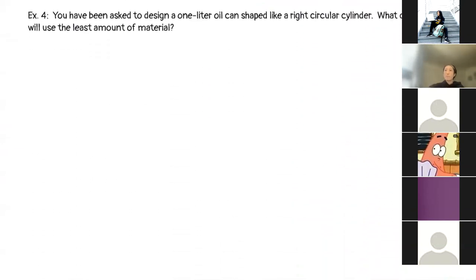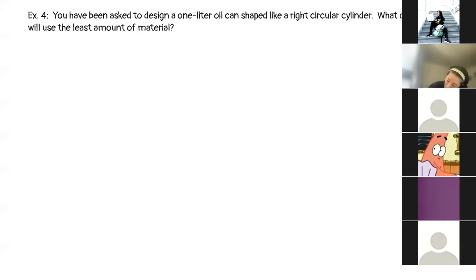All right, we're going to skip number 3 for right now. We're going to jump to number 4. Number 4 is also a very classic question. So, example 4. You've been asked to design a 1-liter oil can shaped like a right circular cylinder. What dimensions will use the least amount of material?